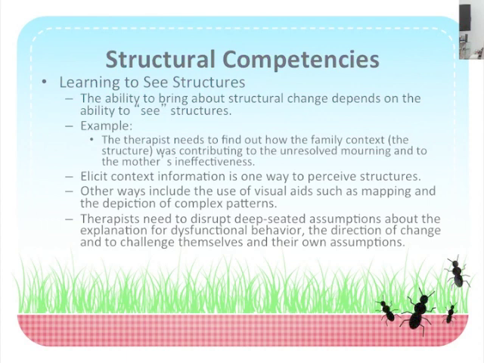Eliciting context information is one way to perceive the structures. Other ways include the use of visual aids, such as mapping, which is one of the most common ones I do, a behavioral cycle, and the depiction of complex patterns. Therapists need to disrupt deep-seated assumptions about the explanations for dysfunctional behavior and the direction of change, and to challenge themselves and their own assumptions. We've got to be flexible with our ideas too. We have an initial impression, and then we test that hypothesis and adapt our stories about families as we gain new information.